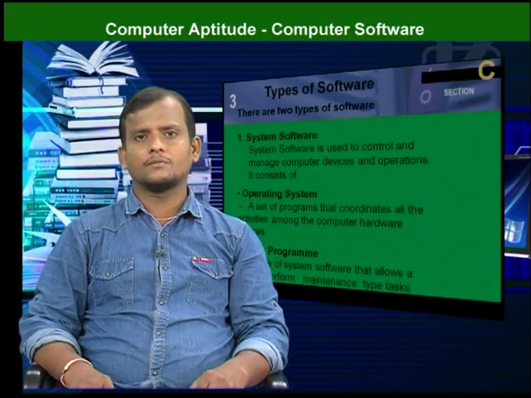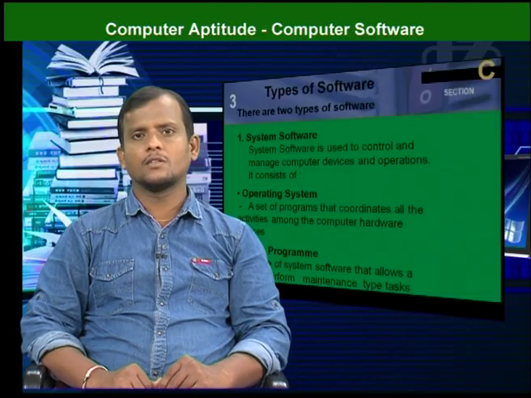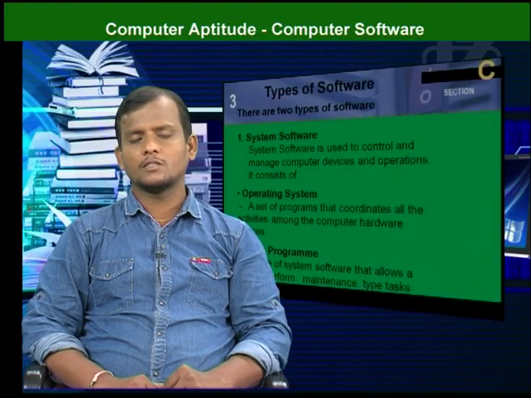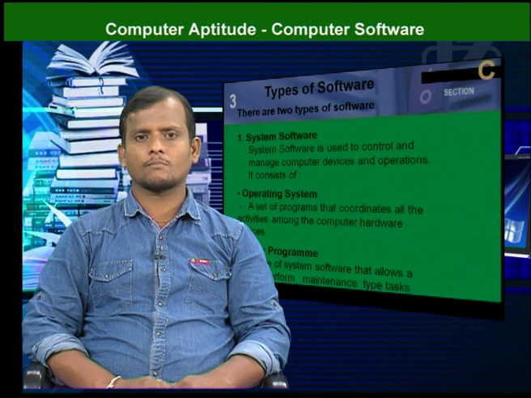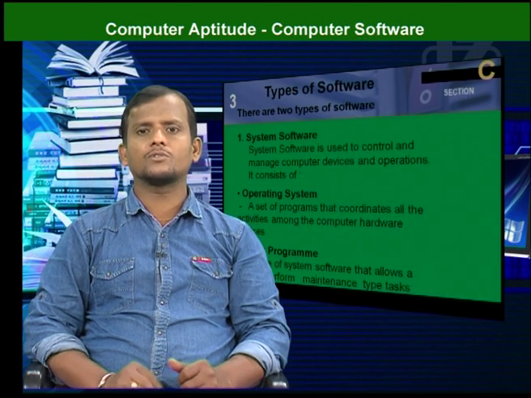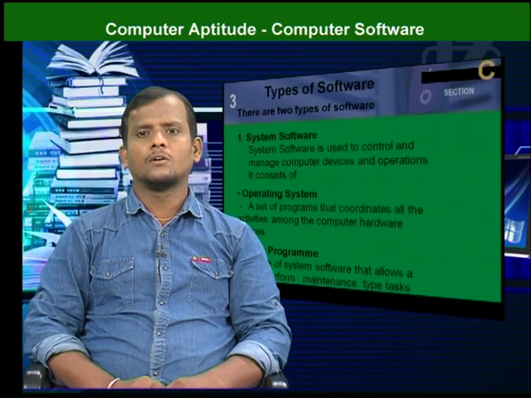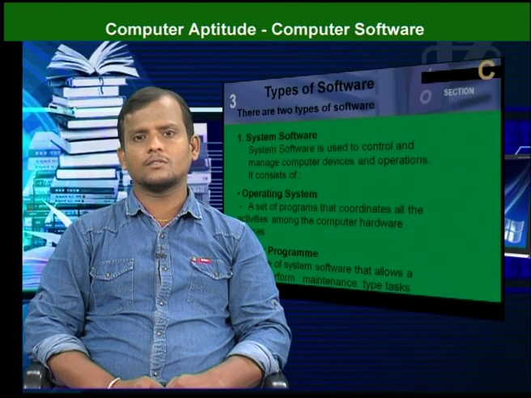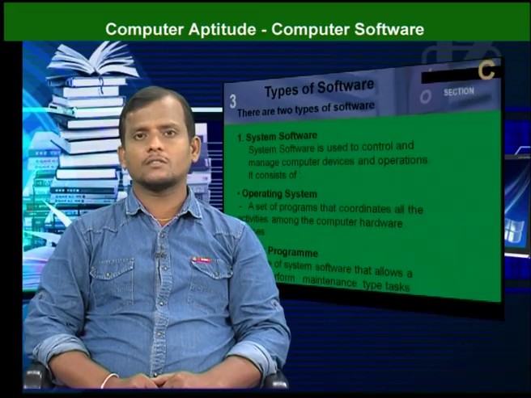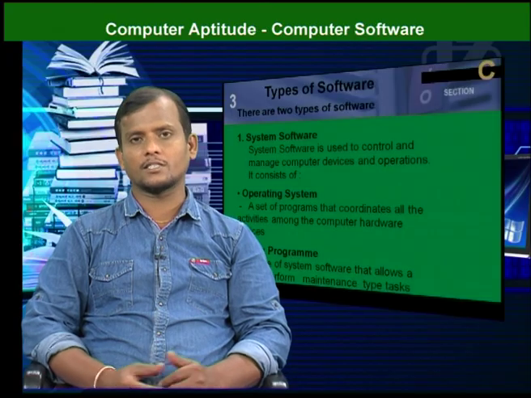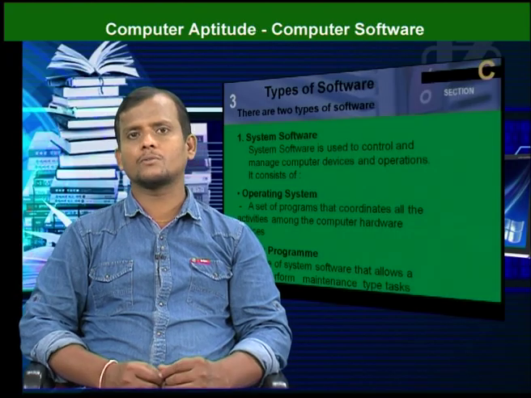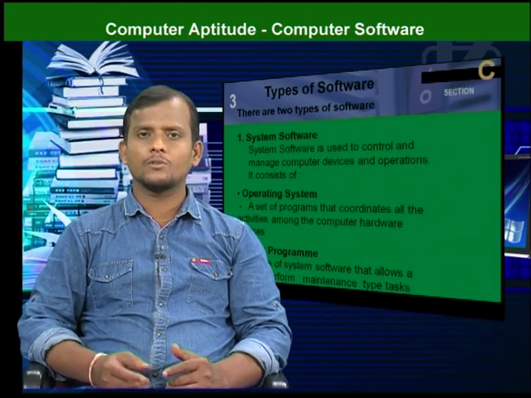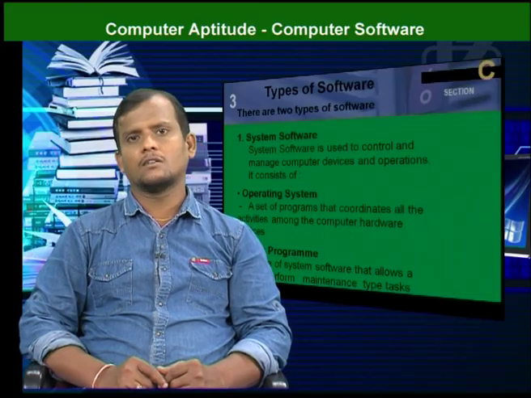Types of software. There are two types of software: system software and application software. One is system software, one is application software. What is system software? System software is used to control and manage computer devices and operations. System software is nothing but that which manages the computer software and computer hardware. Computer devices are nothing but computer hardware. System software is used to manage the computer hardware, and also some other application software.